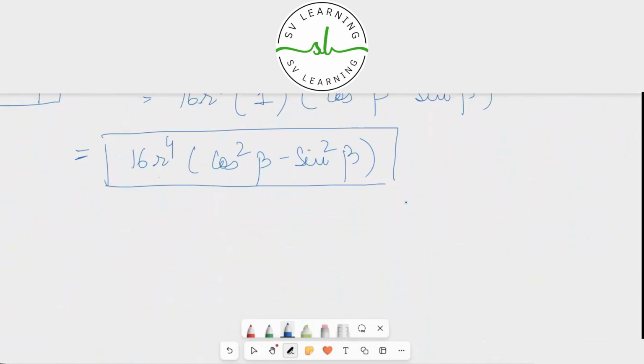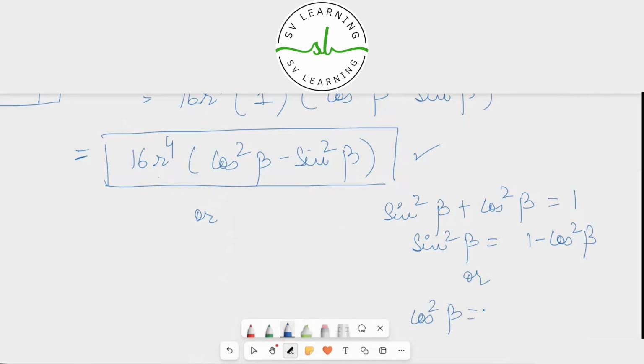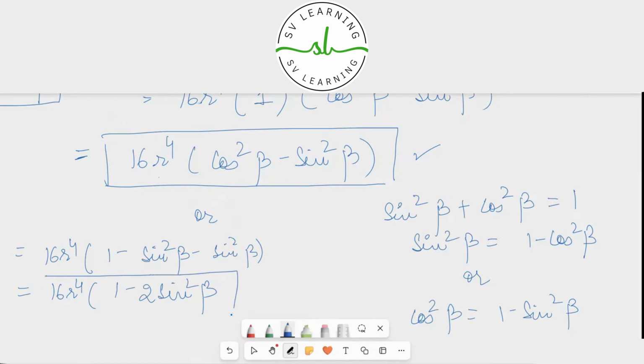Children, you can further simplify it, although this is correct. If needed, we can also use the same identity sine square beta plus cos square beta is equal to 1. And we can use sine square beta as 1 minus cos square beta, or we can also use cos square beta is equal to 1 minus sine square beta. Either way. So let's say first, if I substitute cos square beta as 1 minus sine square beta, I will get this as 16R⁴ into 1 minus 2 sine square beta. So the same thing can be written in this format as well.